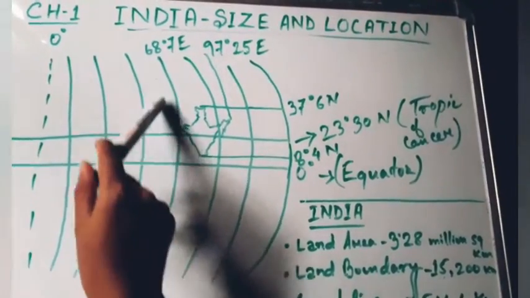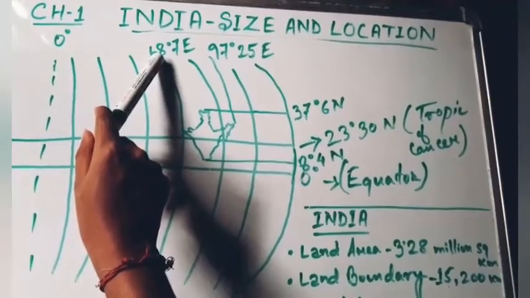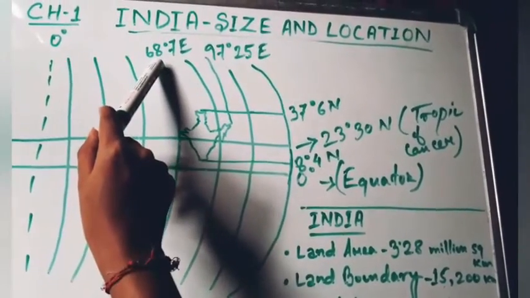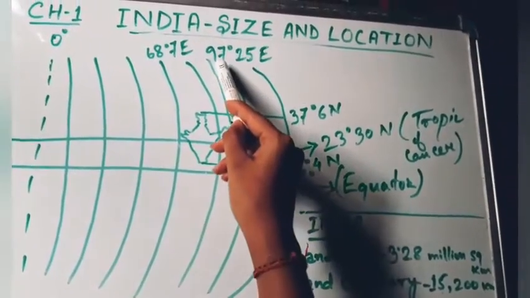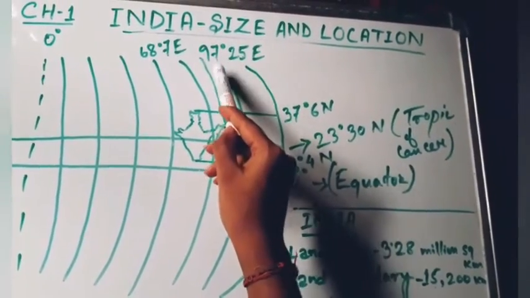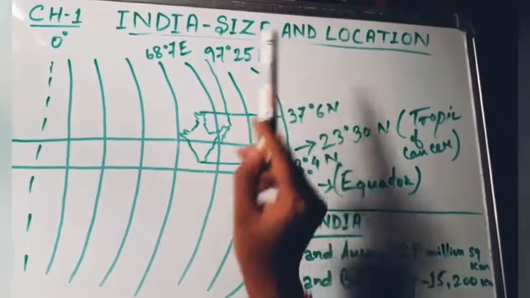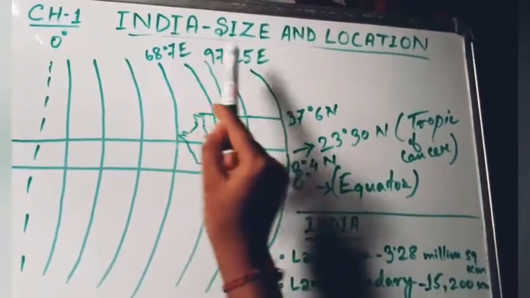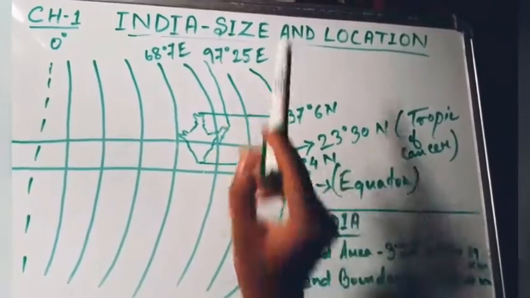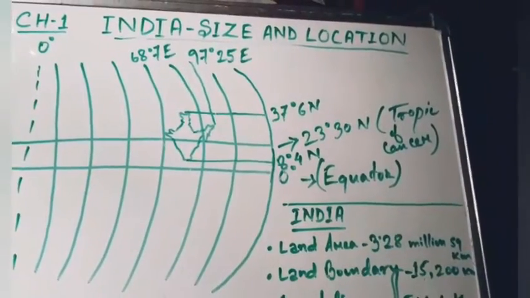So India is lying from 68 degree 7, from here, up to here, and that is 97 degree 25 east. This side is east, so 68 degree 7 east to 97 degree 25 east. So this way India is located here.